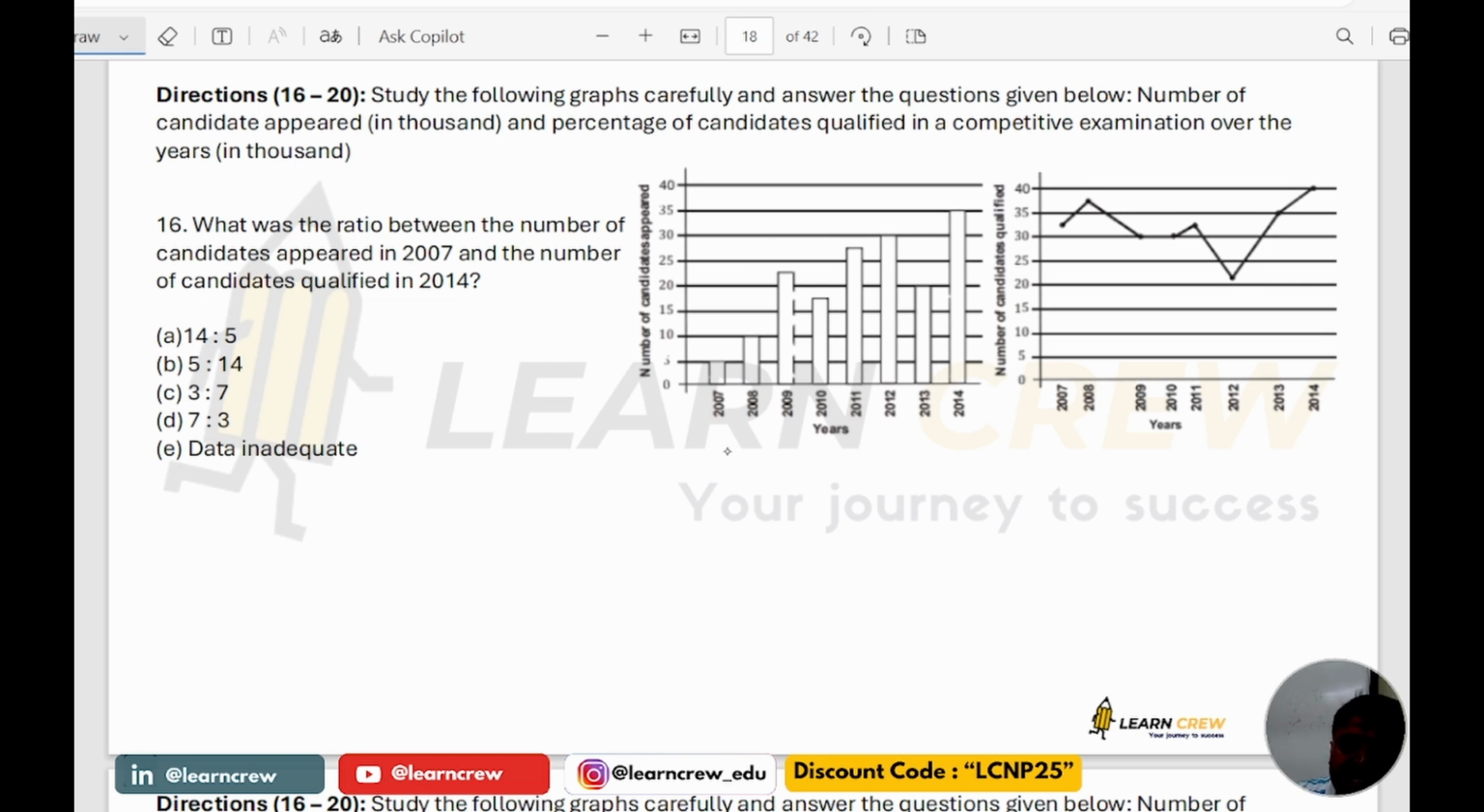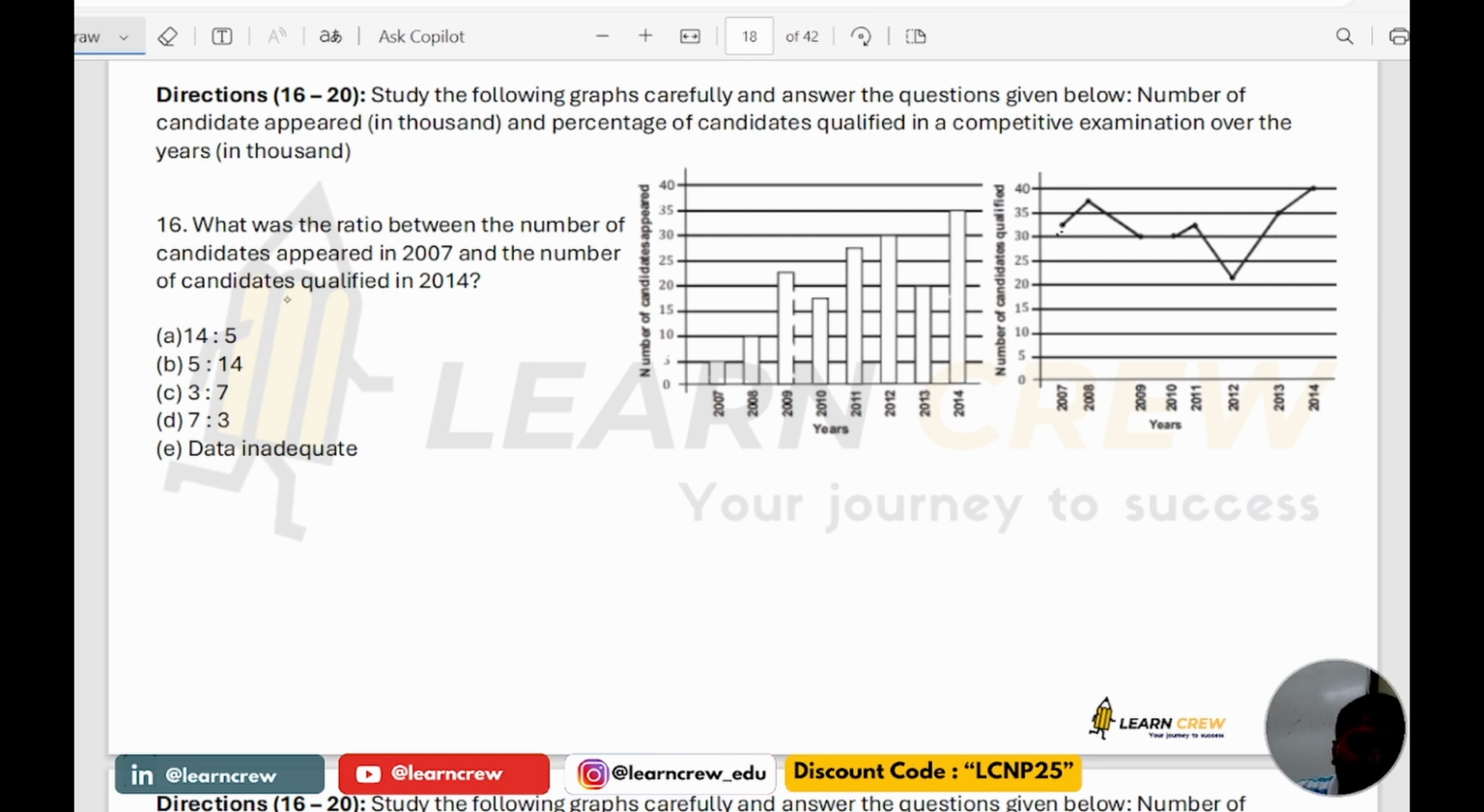What does it mean? If I take the year 2007, here you have 5, meaning 5,000 students appeared. Out of them, how many qualified? 32.5 percentage. 32.5 percentage of the 5,000 have qualified. That is the meaning.